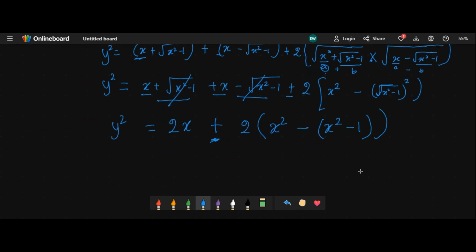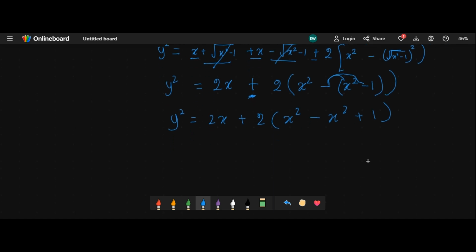Finished. Now see, y squared is equal to 2x plus 2 into x squared. Why did I put brackets? Because if you didn't put the bracket, you may miss it, and a minus sign can be written as plus. So you have to be very careful. Minus into x squared is minus x squared. Minus into minus is plus, so plus 1. So y squared is equal to 2x plus, x squared minus x squared will be gone. So 2 into 1, 2.